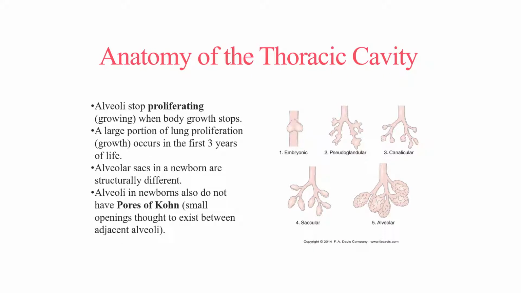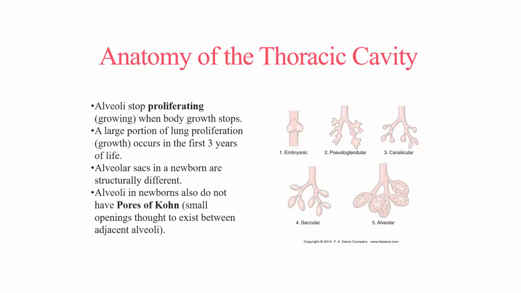Let's review the anatomy of the thoracic cavity and how it develops. Remember, there are 5 phases of fetal lung development. The first one being the embryonic phase, where it just starts out as a couple of buds, and then the pseudoglandular phase, and then the canalicular phase.